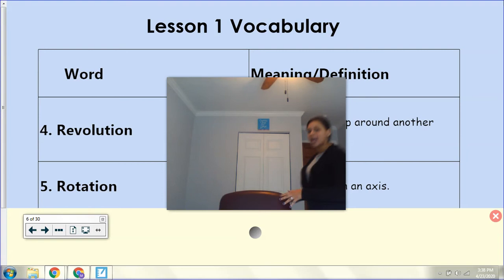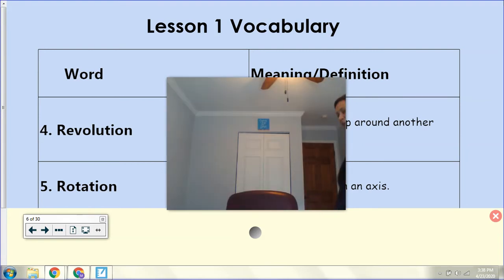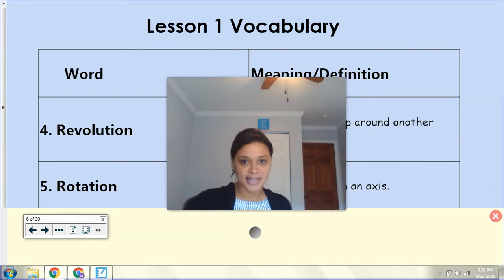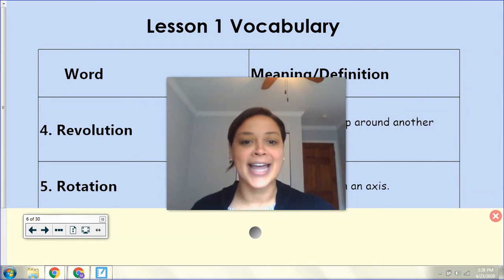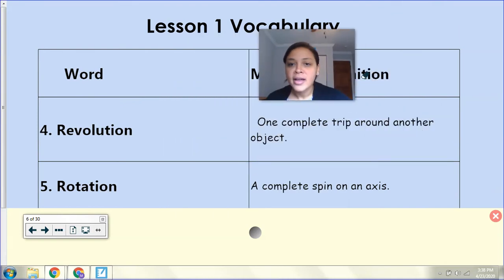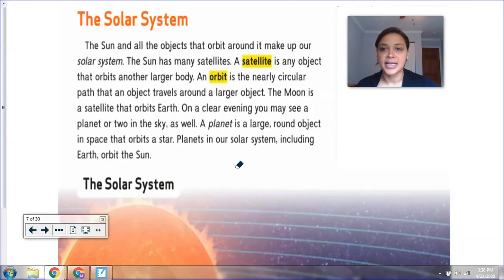If I were to take one complete trip, walking around my chair, that would be a revolution. A rotation is when my chair can turn, so it can rotate. If I spin all the way around, that is a turn all the way around on its axis, which is called rotating. That is just an example of both of those words in action. We're going to read about how the earth rotates and revolves around the sun in this lesson, so stay tuned.